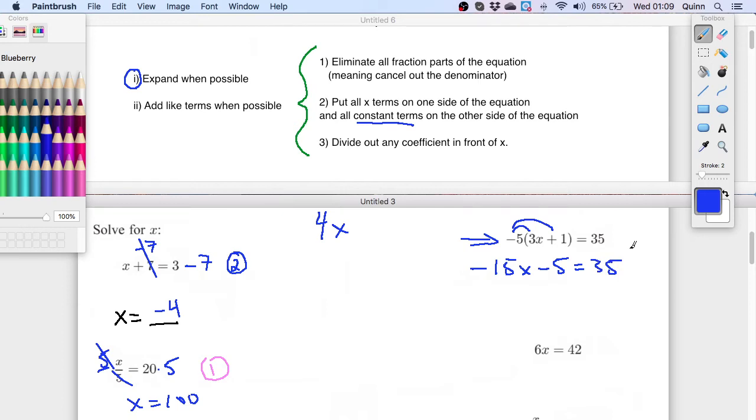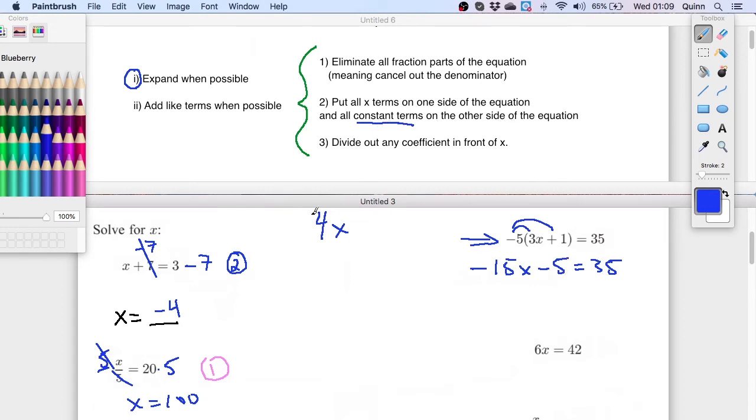Okay. Now, next piece is, well, we already know we don't have any fractional bits. We don't have any fractional parts in our equation. So part 2 is put all x terms on one side of the equation and all constant terms on the other side of the equation.